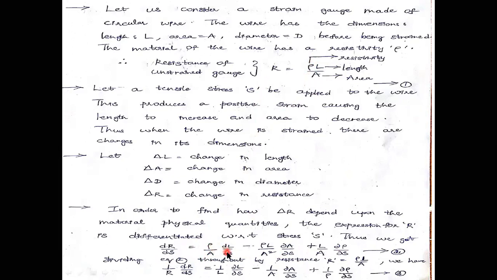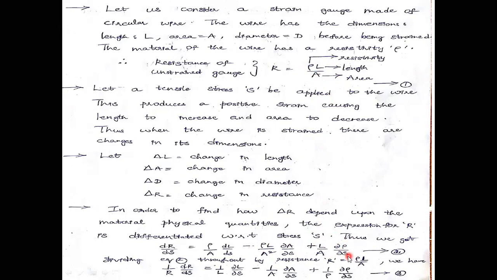rho by A is constant. Therefore, dR by dS is equal to, dou L by dou S minus rho L is constant minus rho L by A square dou A by dou S. And this term L by A is constant. Then plus L by A is constant dou rho by dou S.